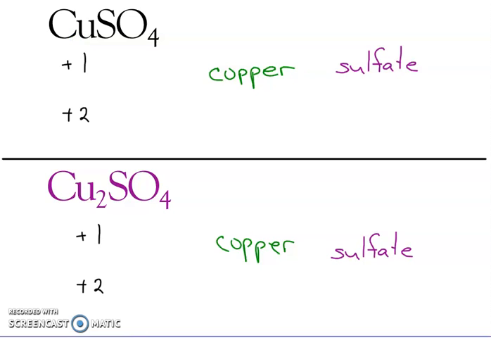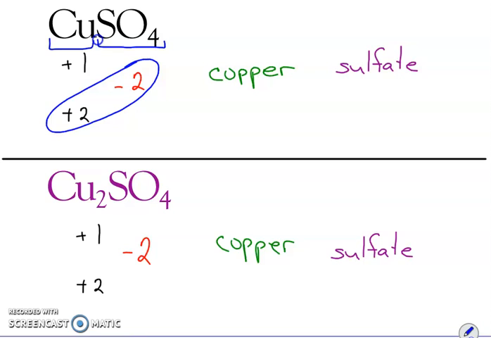So copper can be both a +1 and a +2. Sulfate, however, is only a -2. So in the top scenario here, I have 1-to-1 ratio, 1 copper to 1 sulfate, because remember the whole sulfate is SO4. I have 1 copper, I have 1 sulfate. So in order to balance that out, I have to have 1 copper and 1 sulfate. So this top one is copper 2 sulfate.